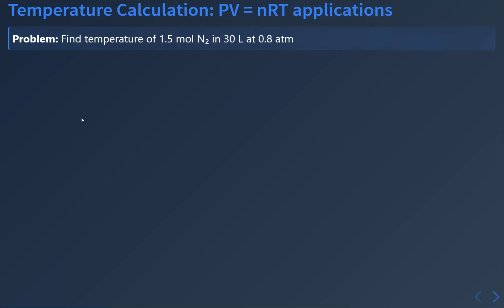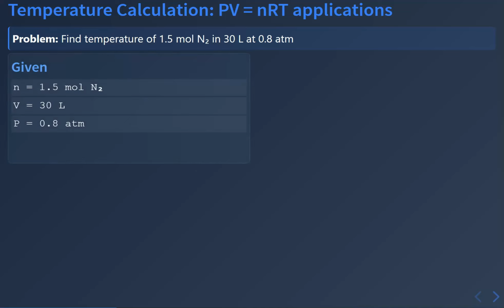Next is temperature calculation, PV is equal to nRT application. So here is the problem statement: find the temperature of 1.5 mole N2 in 30 liter at 0.8 atm. Now, given n is 1.5 mole nitrogen, V is given as 30 liter, P is given as 0.8 atm.